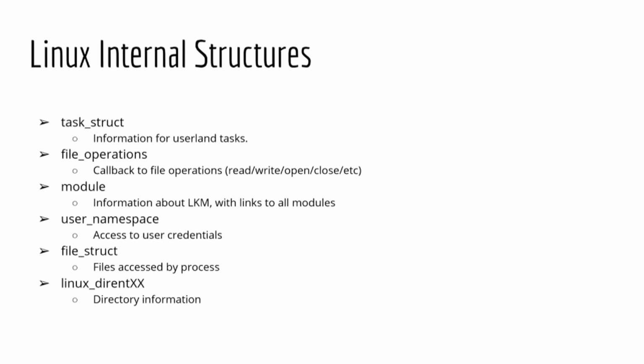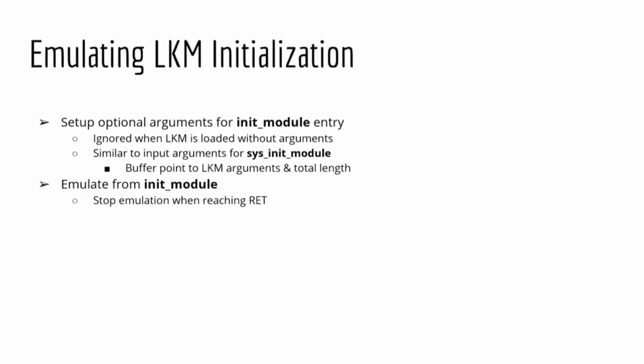Okay, so Demigod has to emulate the .ko file initialization, because when the hacker loads the kernel rootkit into the system, they can specify some optional arguments. For Demigod to work properly, we have to do the same thing. So we also need to support optional arguments for the .ko files.